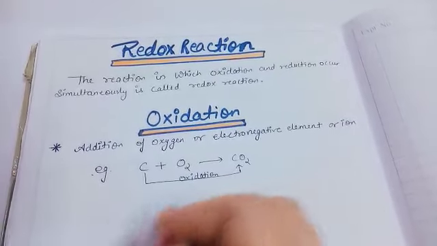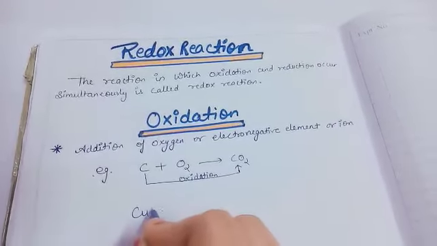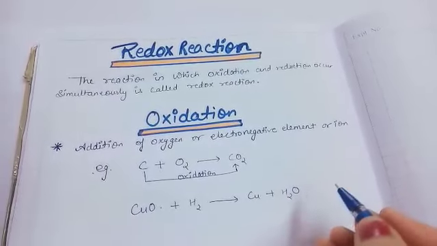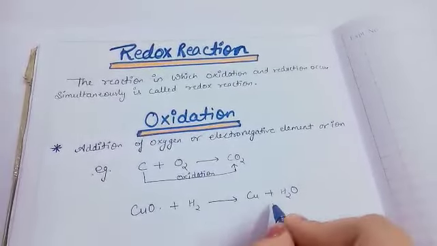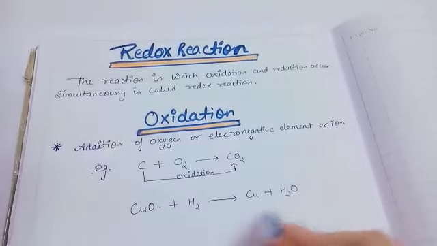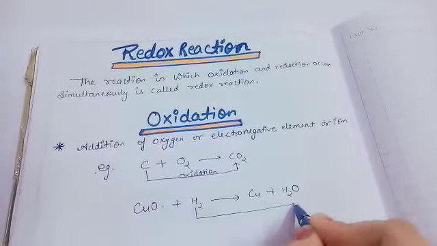You can take another example: CuO, copper oxide, plus hydrogen gives Cu plus H2O. Now identify on which side oxygen is added. H2 becomes H2O. Previously it's simple hydrogen, now it's H2O, so it's addition of oxygen. So this one is simple oxidation. Whenever you want to show that oxidation occurred, you have to write it like this: hydrogen becomes this, so this one is oxidation.